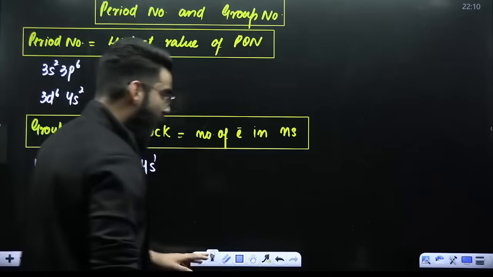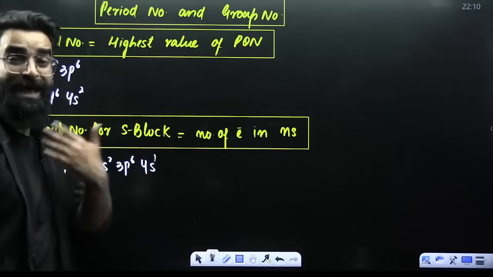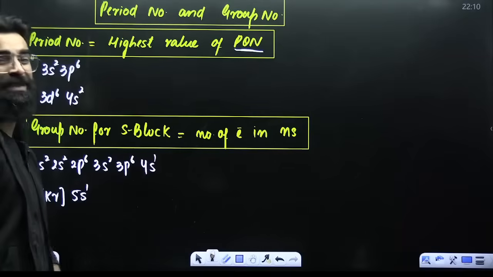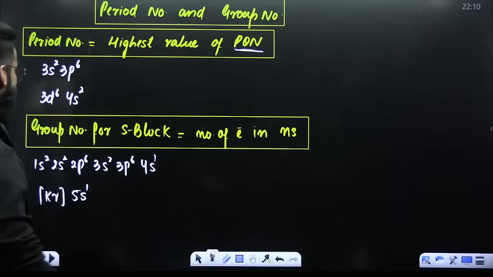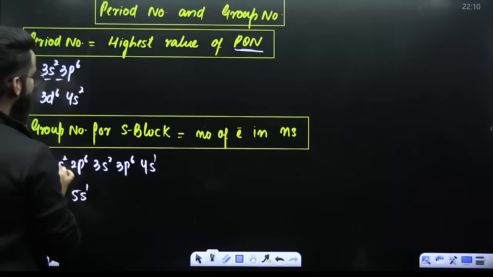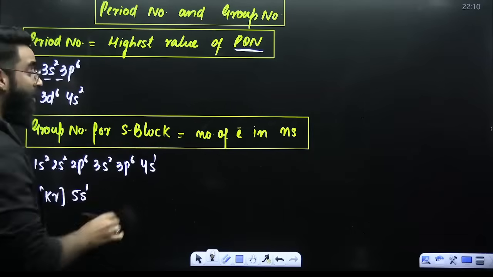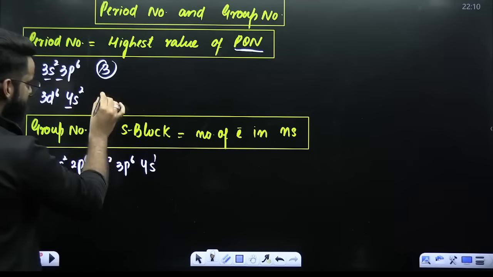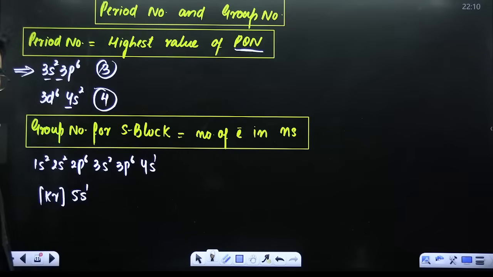Now, how do you calculate the period number of an element? The highest value of principal quantum number gives me the period number of an element. Let's say you've got an element whose configuration is given to me, right? So what is the highest value of principal quantum number here? It is 3, so the period number of this element is 3. Here the highest value of principal quantum number is 4, so the period number of this element is 4, right?